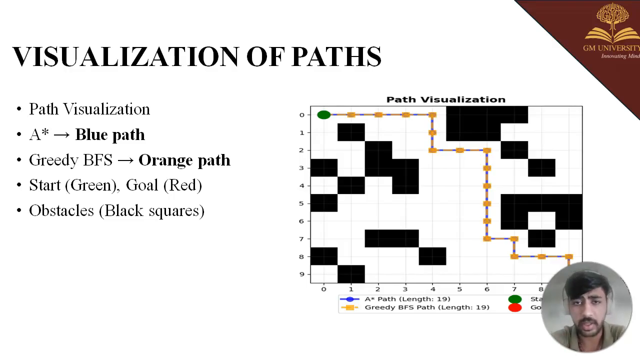So basically over here, you can see the blue lines. That is the A star, and the orange path is the greedy BFS. So the path of both are the same. A star length is 19, and greedy BFS length is 19, and the black squares, as I said earlier, are the obstacles in between that have been given.